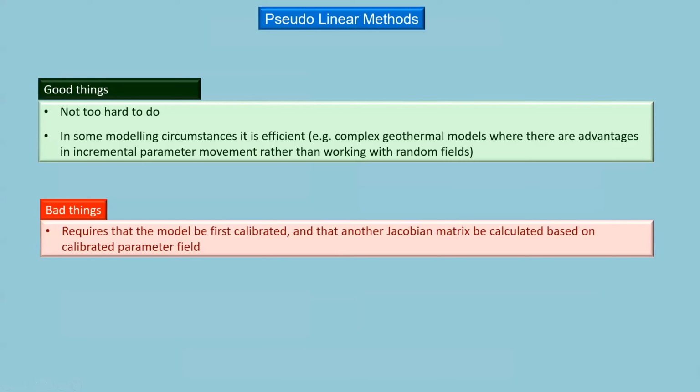Okay, pseudo-linear methods. The good things are, once we've calibrated, they're easy to do and we get really good fits with the data, just as good as we got when we did the calibration. The bad thing is that we have to calibrate first, and we have to have a Jacobian matrix which has integrity. If we've got a lot of parameters and we're calibrating using a high integrity Jacobian matrix, that's going to take a lot of model runs. That is the cost of this method of doing posterior uncertainty analysis. That is the cost of calibrating first and generating a Jacobian matrix with integrity.